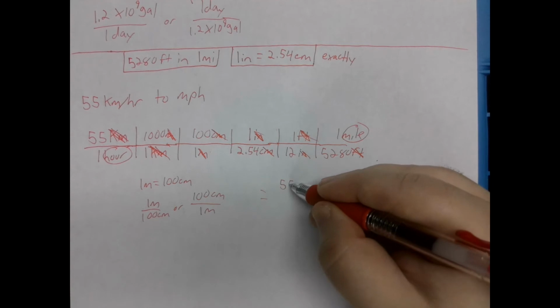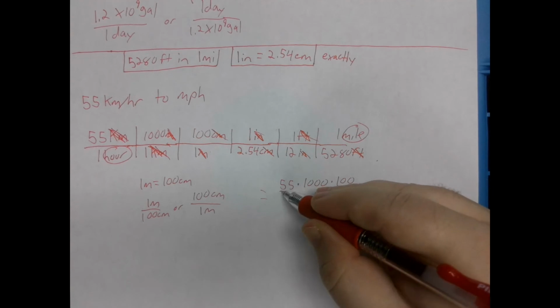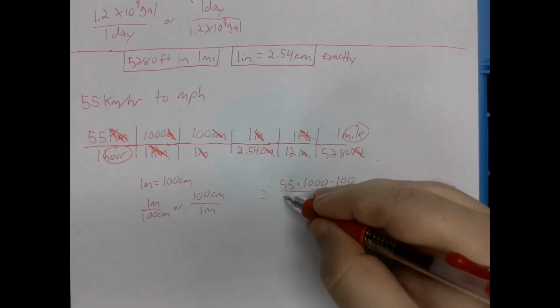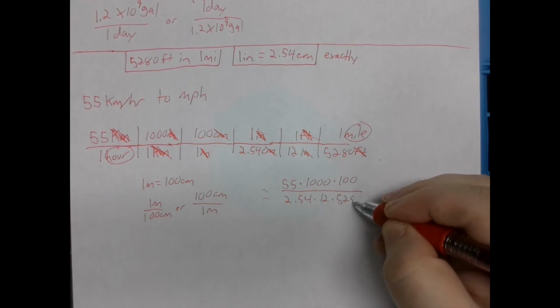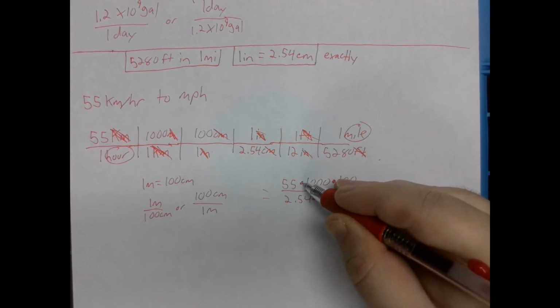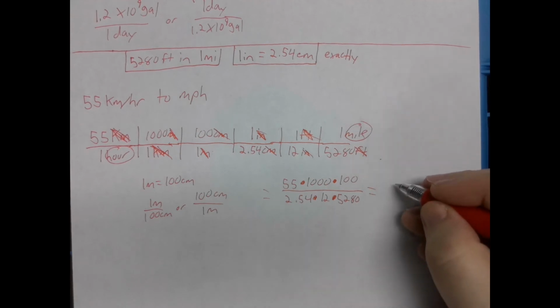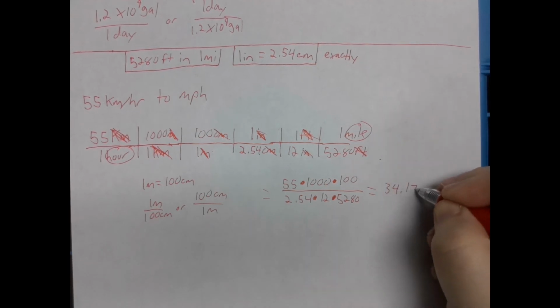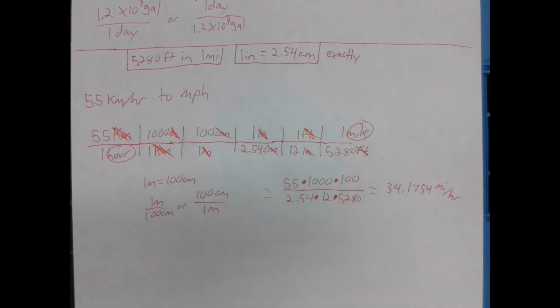So this is 55 times 1,000 times 100, divided by 2.54 times 12 times 5,280. And that is equal to 34.1754 miles per hour. Or you can abbreviate it as mph, and that would be the only time you abbreviate the unit like that.